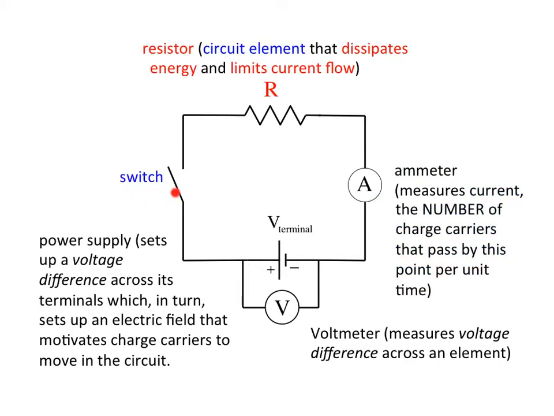We have a switch, and lastly we have an element called a resistor. This is the symbol for a resistor. Resistors are circuit elements that dissipate energy, and they also limit the amount of current that can flow in the circuit. So if you have a really large resistance to current flow, you won't get very much current. If it's a small resistance, on the other hand, you'll get large current.